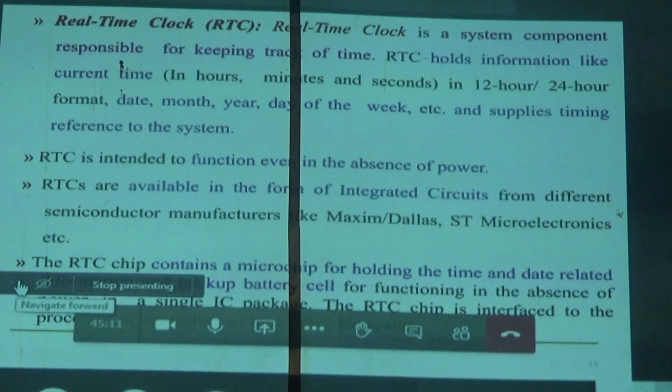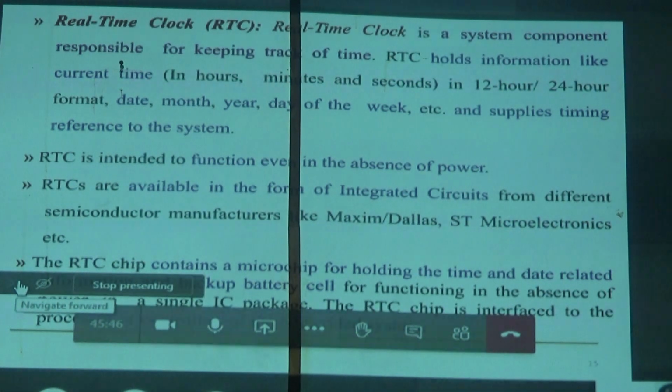Another component that is supposed to be connected to the embedded system here is the real-time clock, RTC. It's a system component responsible for keeping track of the time. One thing you might be worried about: if you switch off your system today and after 1 month you come back to your house and open your system, the clock will still be running inside. How is that? You switch off your system for 1 month, keep it as it is, and after 1 month you come back, open it and check. Still the time will be continuously running.